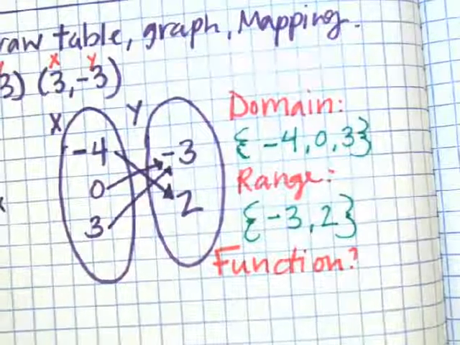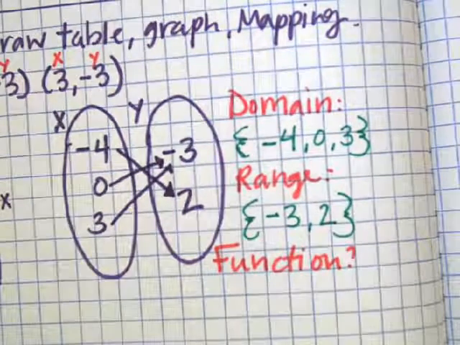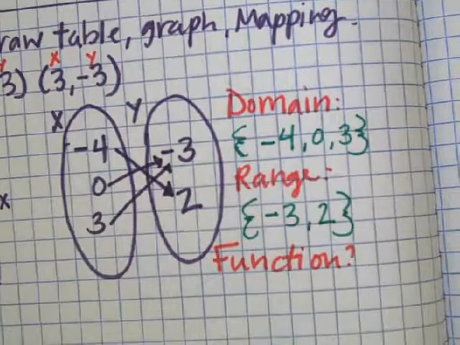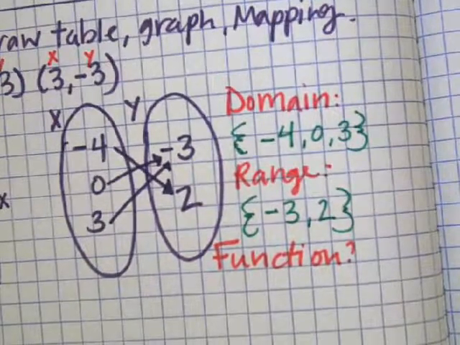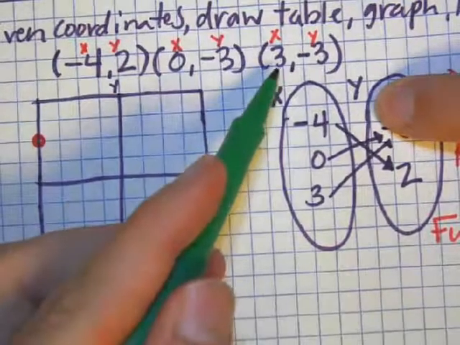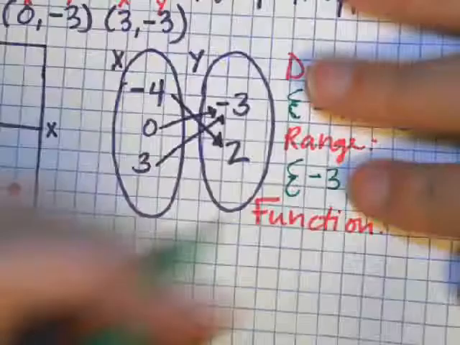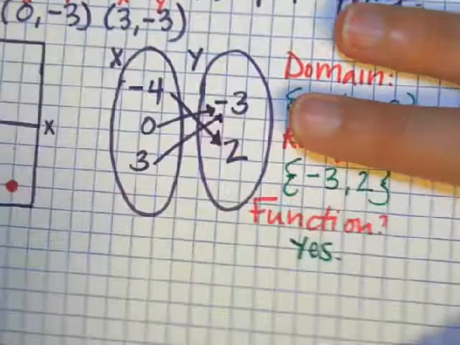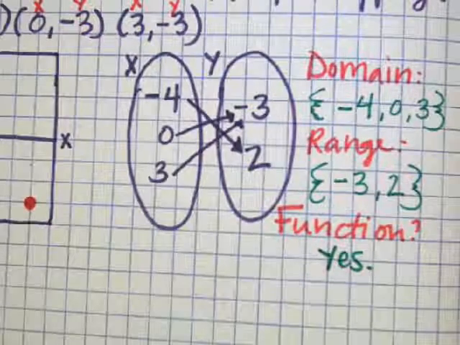And then it says, is this a function? Okay. Well, if I look at all my x's, you can either look at your ordered pairs or look at your table. Either way. -4, 0, and 3 are all different x's. So is this a function? Yes. Yes, it is a function. All my x's are different.